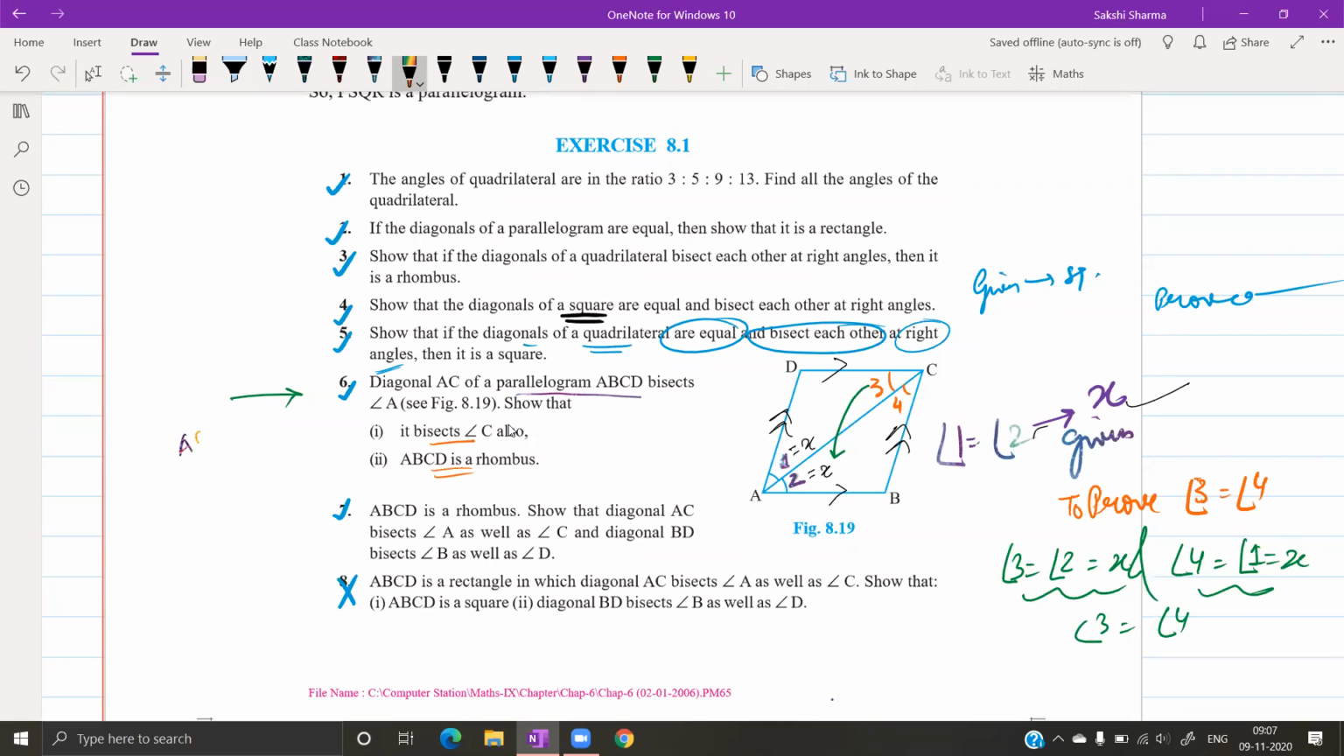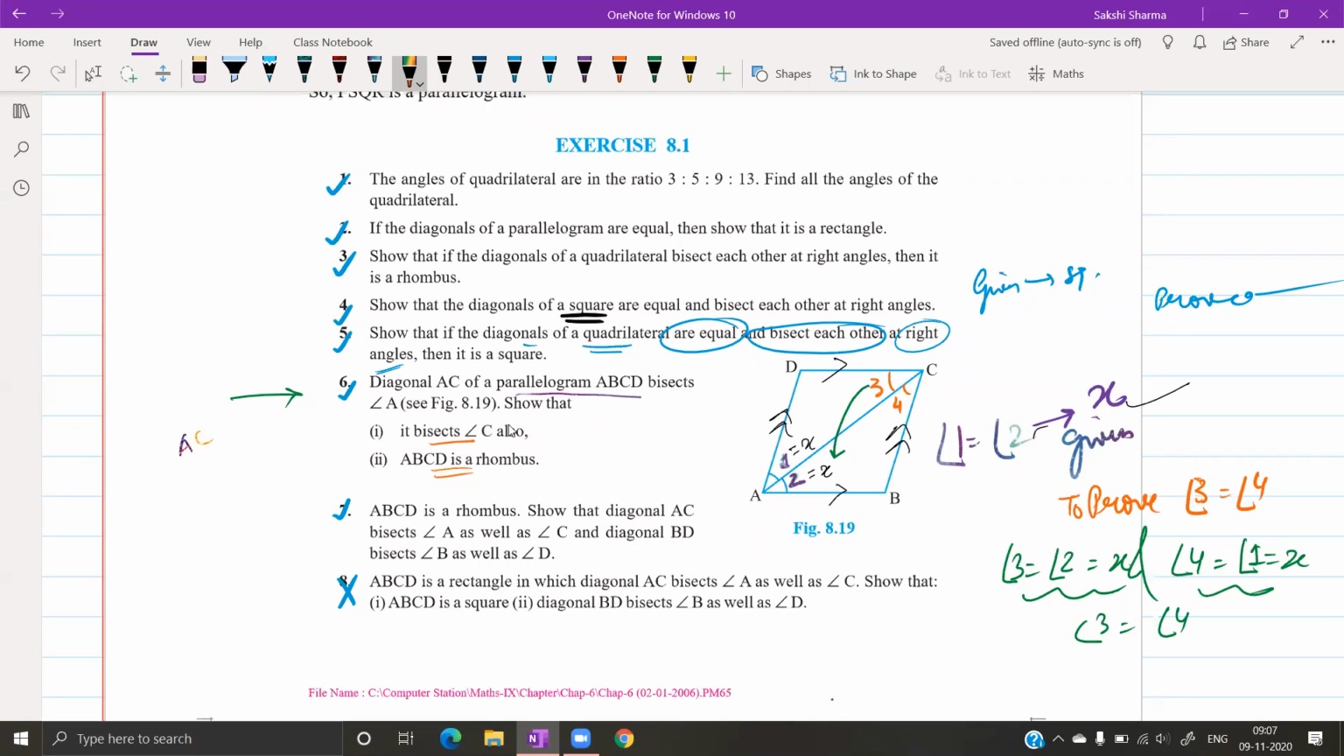So अगर हम डायगोनल AC की बात करें, यहाँ पे हमें दिया था कि A पे एंगल बाइसेक्ट हो रहा है, and we proved that the angle at C is also bisected. And when this happens, the parallelogram becomes a rhombus. Now see how the question changes.